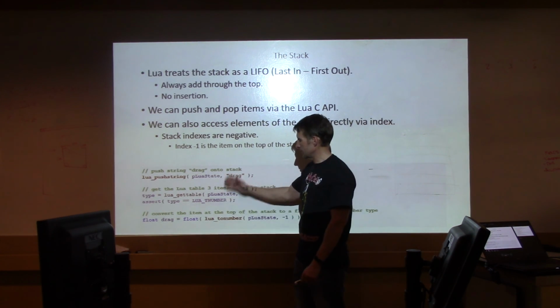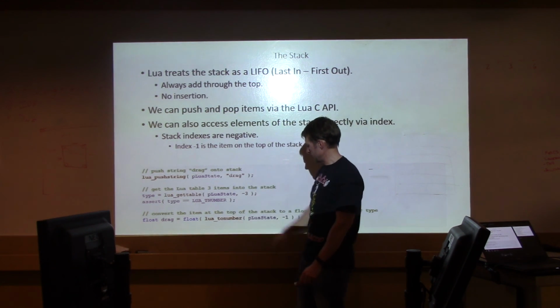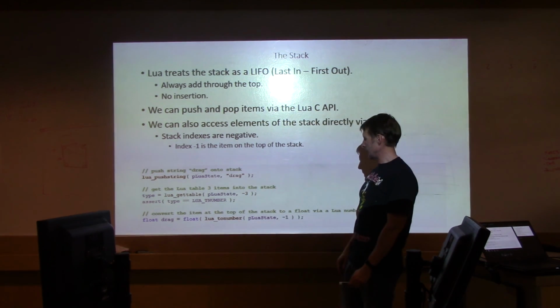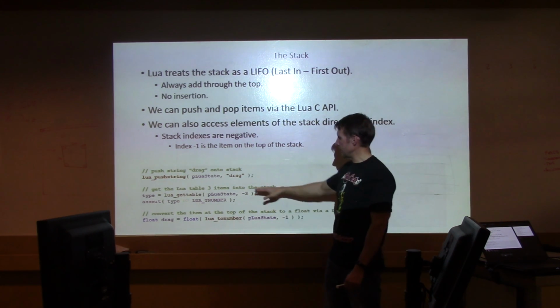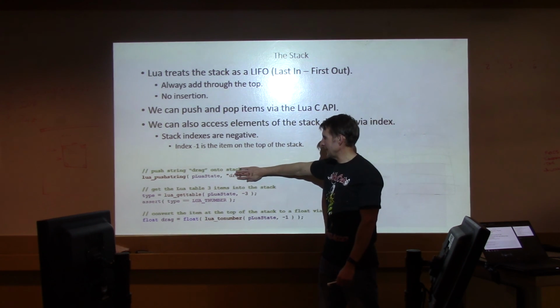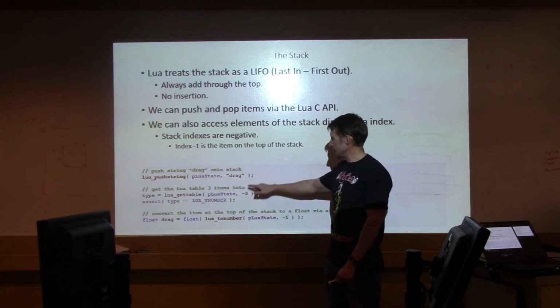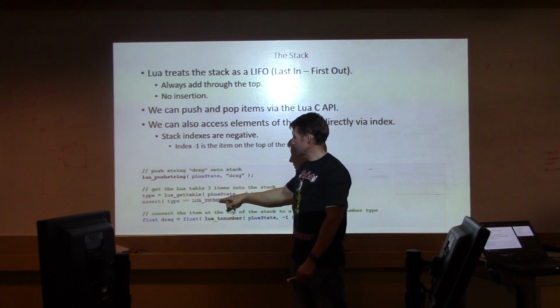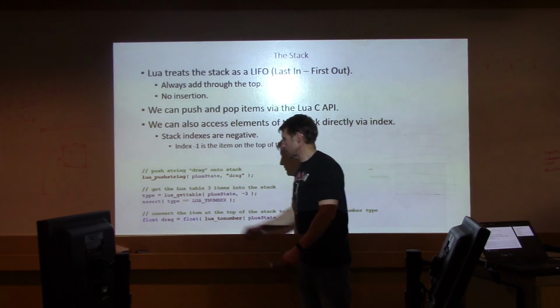These are bad examples, but here's one where I called a function, and maybe here I'm looking up something. I'm probably pushing the drag onto the stack as a key. I'm telling Lua, hey, look up that key in the table that's at index -3. We're going to go through this more, so don't get confused.